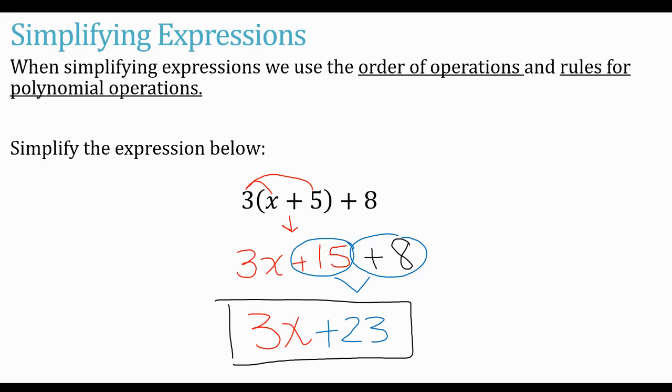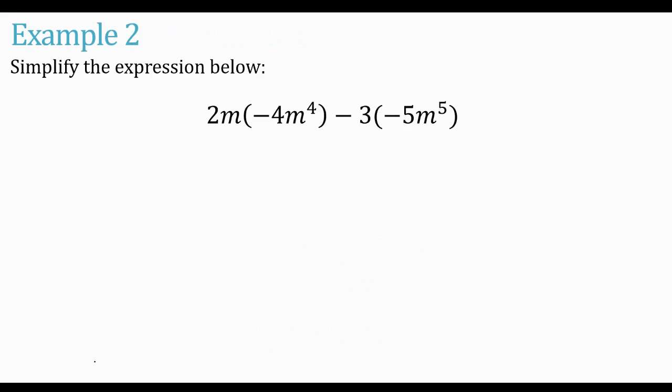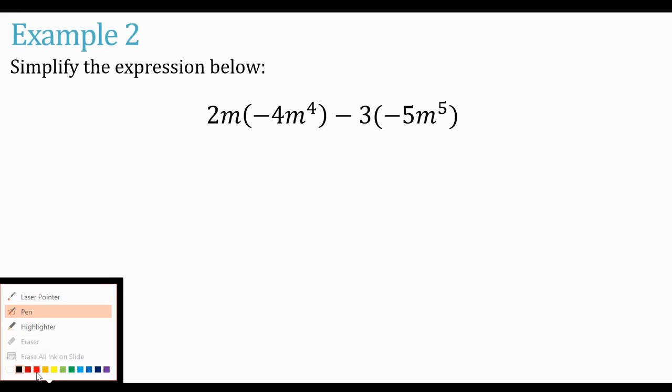Let's take a look at another example. Simplify the expression below. We have 2m times negative 4m to the 4th minus 3 times negative 5m to the 5th. So we have some subtraction here, and we have multiplication. So we're going to do multiplication first. That comes first in our order of operations.